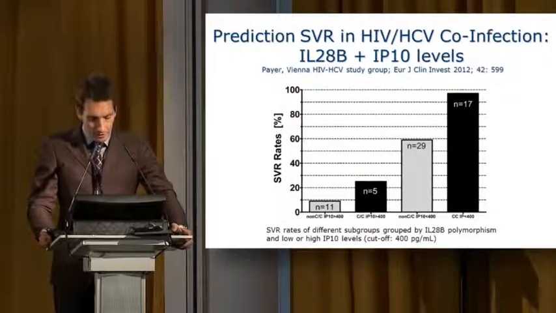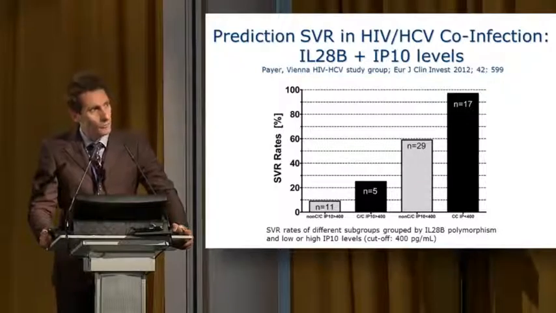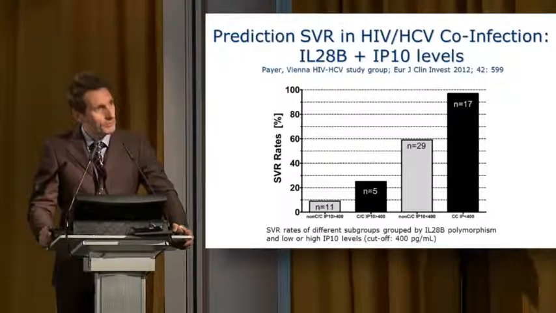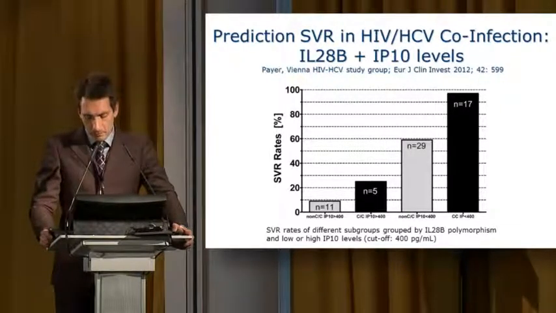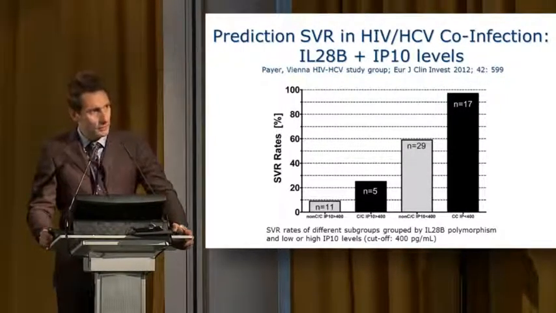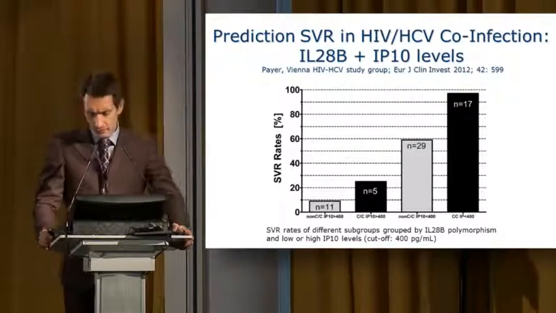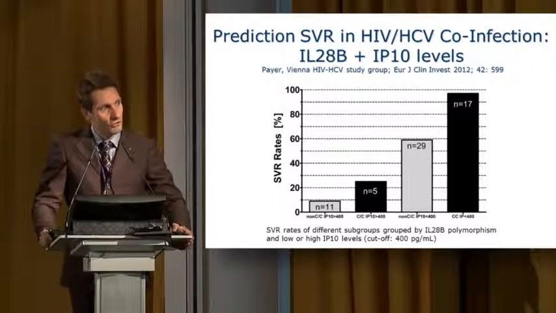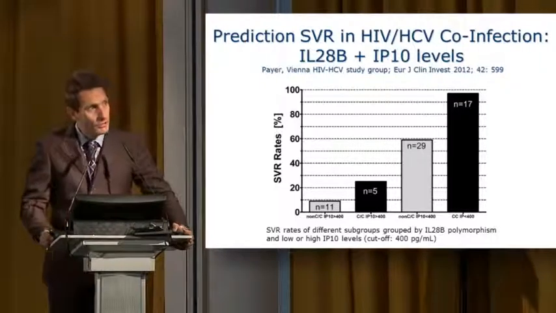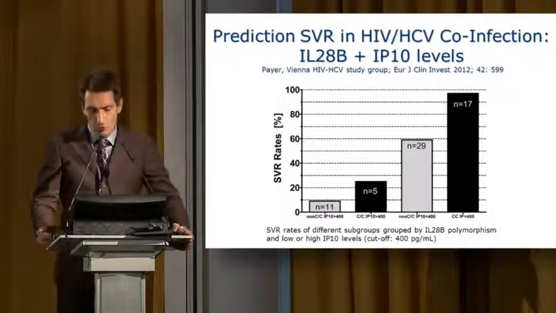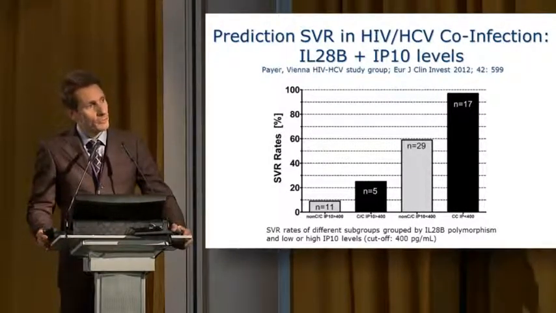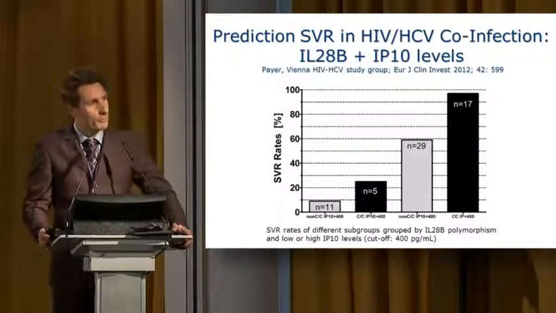And as you can see here, in this population that comprised around 70% genotype 1 patients, if you have an IL-28B CC patient plus a patient with low IP10 levels at baseline, then even if those patients are genotype 1 patients, you have an almost 100% chance of cure. So this is a very important pretreatment predictor. And then, of course, in those patients that you can see on the right-hand side, you can treat them very well with dual therapy. And in those patients, you will not need triple therapy.